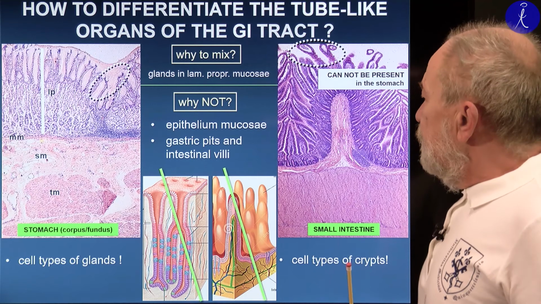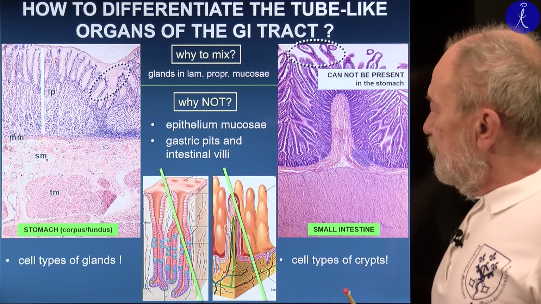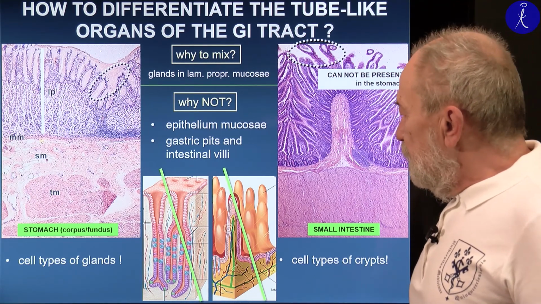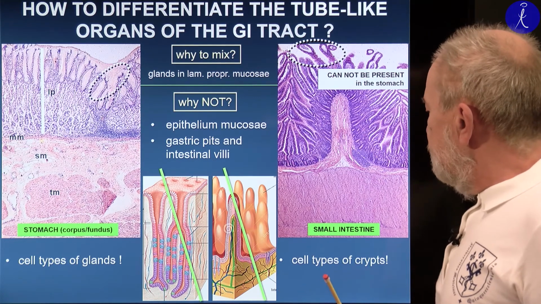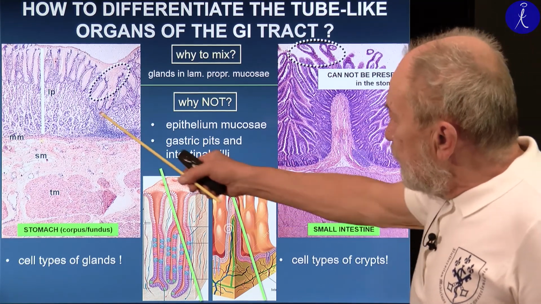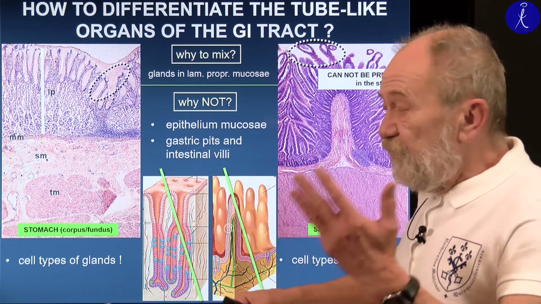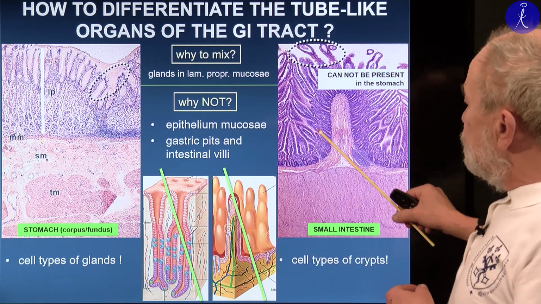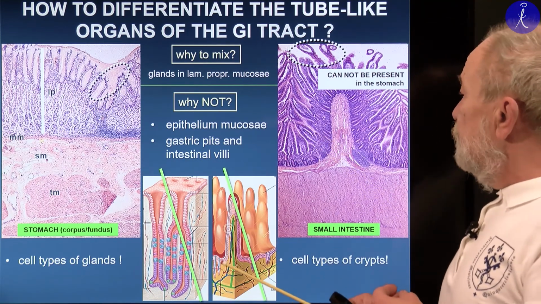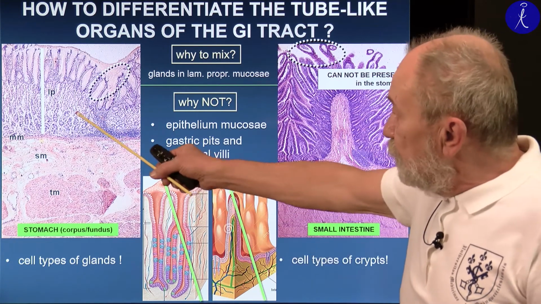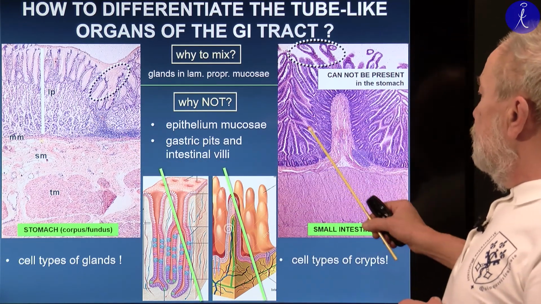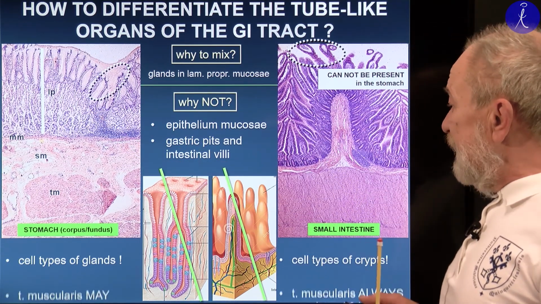The other difference is the cell types of glands and the cell types of crypts. Here the gland contains, you remember, 4 different cell types, and in the small intestine again 4 different, but different from those in the gastric pit, found in the crypts.